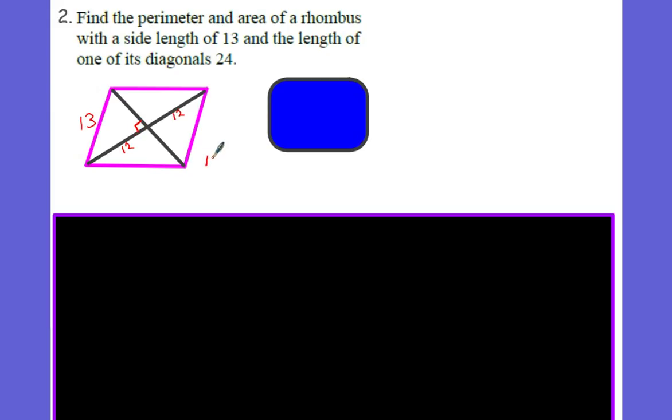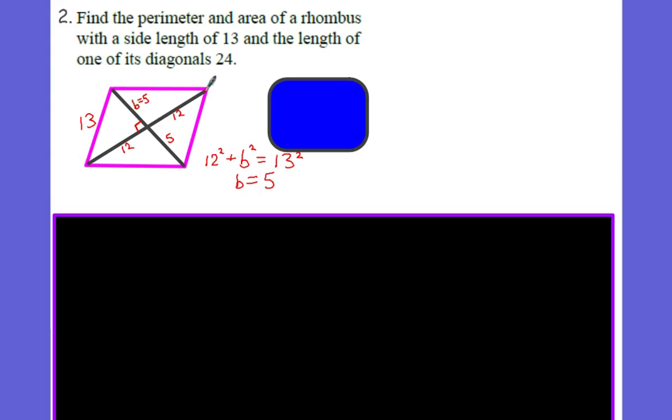So let's do a little Pythagorean Theorem off to the side. We can do 12 squared plus, let's just call this b, b squared equals 13 squared. Go ahead and simplify that on your own. It simplifies down pretty nice. We end up taking the square root of 25, so b equals 5. All right, so if b is 5, then this is also 5.